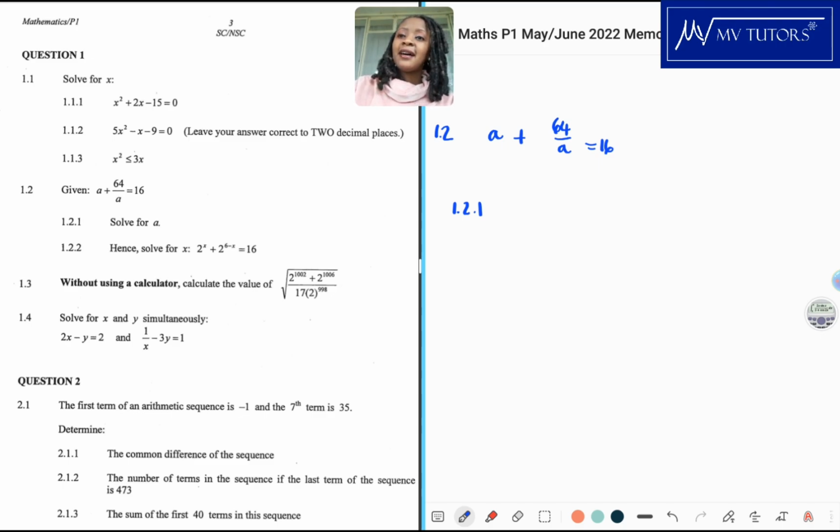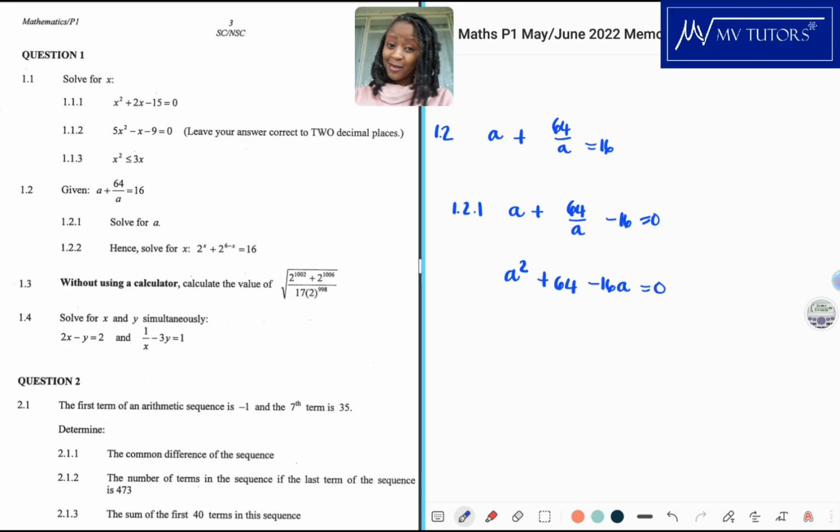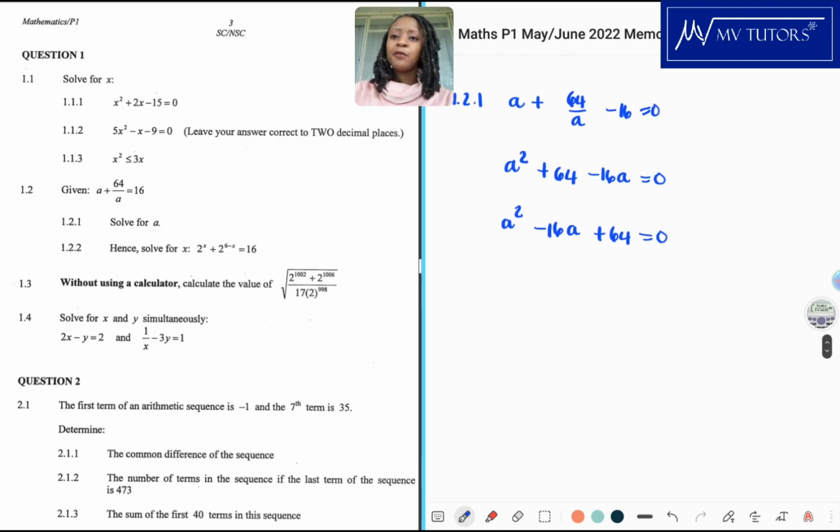Alright, so I am going to put the 16 to the left side. So a plus 64 over a minus 16 is equal to 0. Then I don't like using fractions, so I will multiply by a throughout. So I will have a squared plus 64 minus 16a. I'm just going to rearrange it in a form that I'm used to. So it will be a squared minus 16a plus 64 is equal to 0. And then we can solve for a.